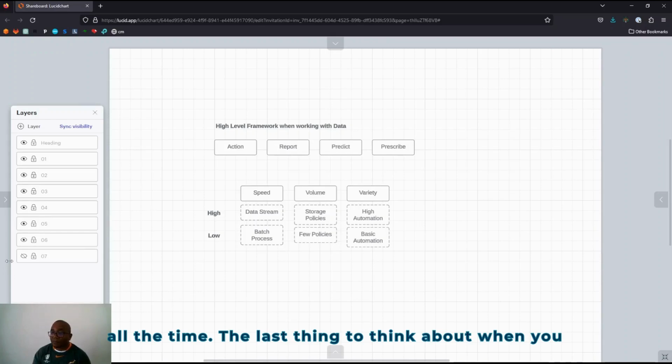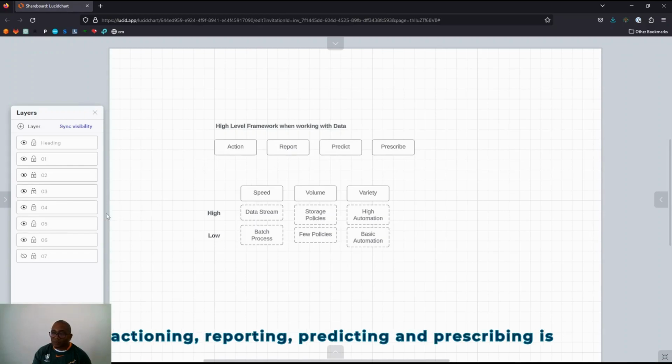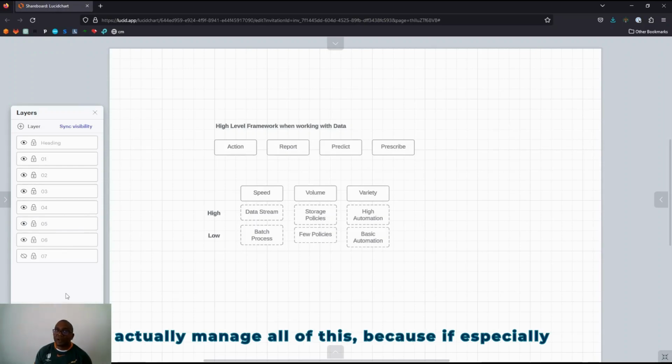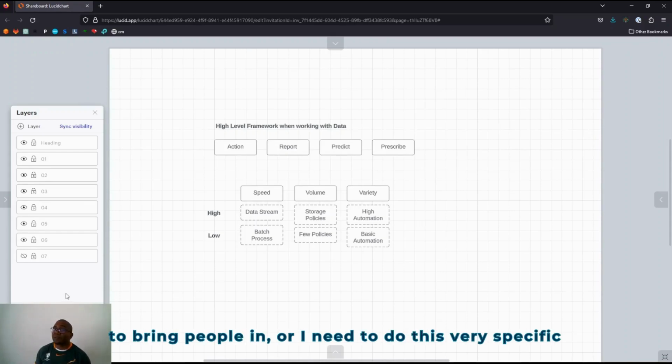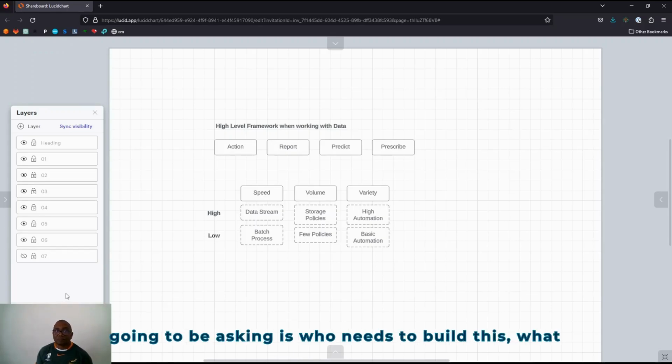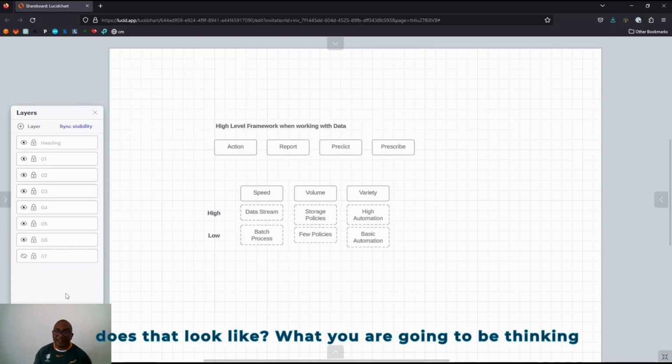The last thing to think about when you're putting together this kind of framework as actioning, reporting, predicting, or prescribing is what your team is going to look like in order to actually manage all of this. Because especially if you're trying to make a decision about, am I going to build a capability? Am I going to bring people in? Or I need to do this very specific thing on my data roadmap. The question you're going to be asking is, who needs to build this? What does that look like?